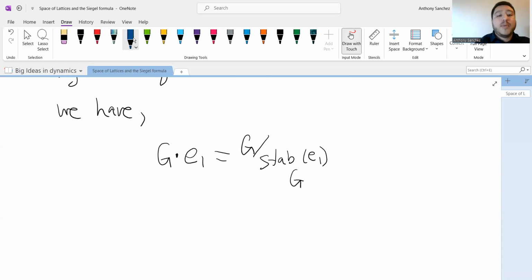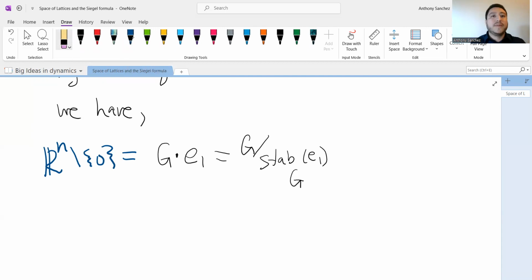Well, the possible first columns are going to be anything that I want. Well, it's not invertible. Sorry, I meant to say it is invertible. So it's anything that I want except for 0. Because if I allowed 0 in there, then I wouldn't be invertible anymore.